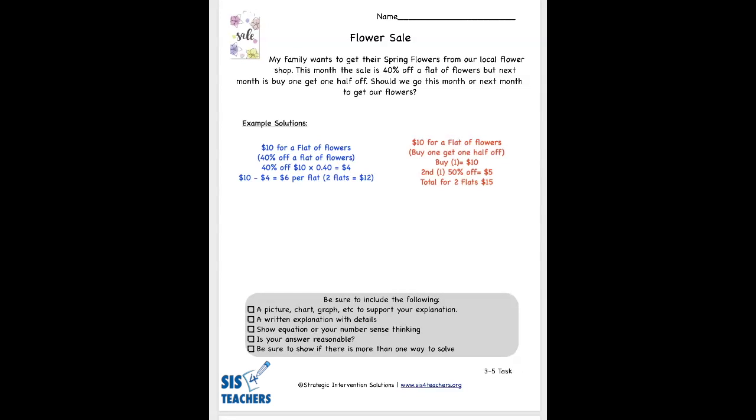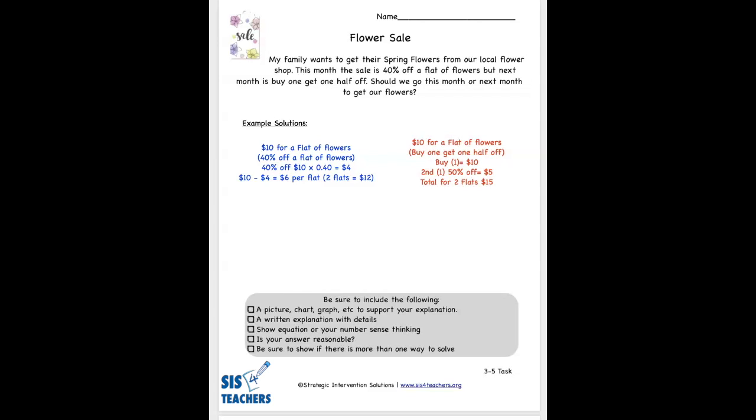This is just an example of a solution. There could be multiple solutions that students could come up with depending on what price they choose. In the example I'm showing here, I decided to make my flat of flowers cost $10. In the blue writing, it's 40% off of a flat of flowers. So I know that $10 times the 40% off means I'm going to get $4 off every flat. If it costs $10, I subtract the 4, and I now know that the price is going to be $6 a flat.